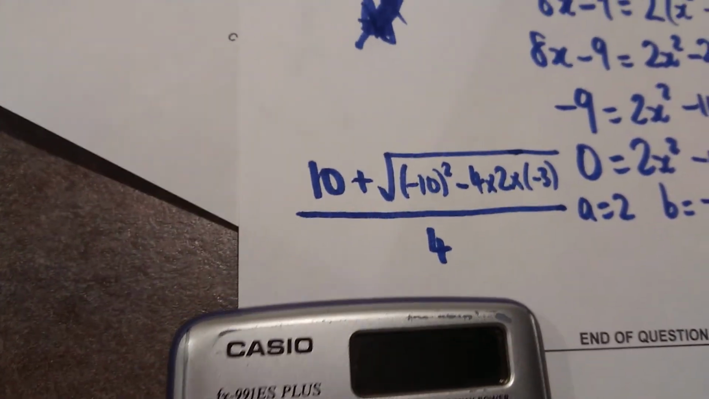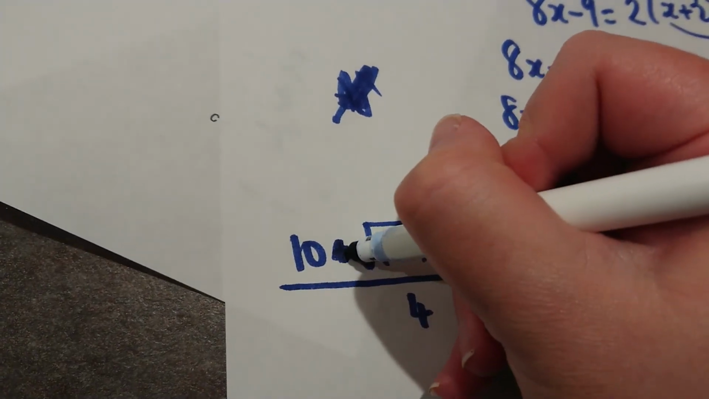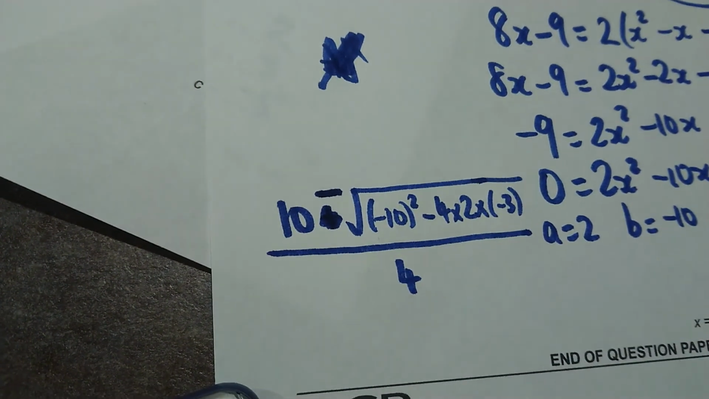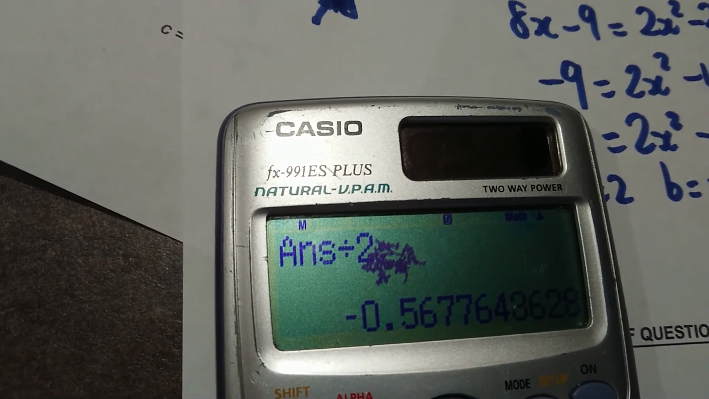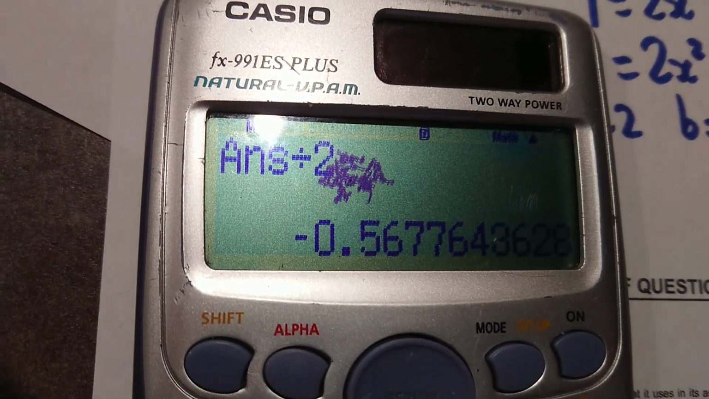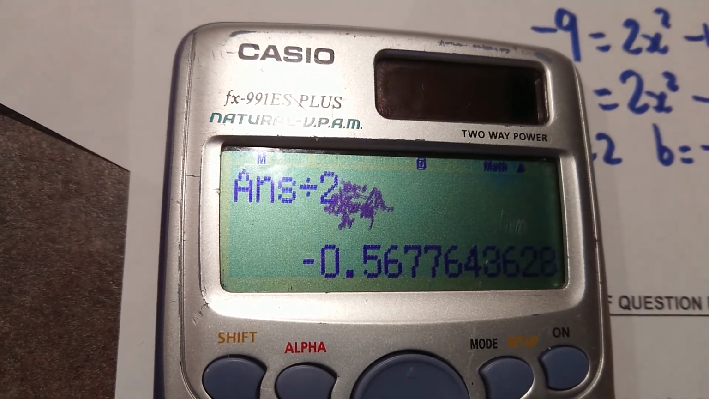And then again, what we're going to do now is work out the same thing, but change it this time to a minus there. So again, I'll pause it while I get my answer. And then when you do it with the minus, you should get this answer here. So to 1 decimal place, that is going to be minus 0.6.